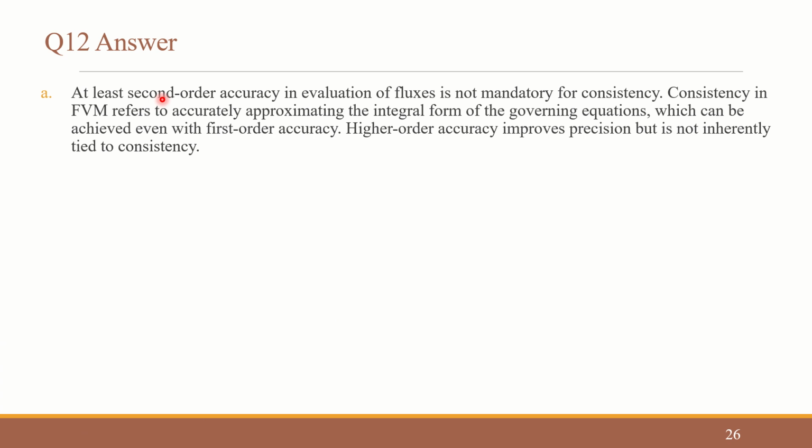At least a second order accuracy in evaluation of fluxes is not mandatory for consistency. Consistency in finite volume method refers to accurately approximating the integral form of the governing equations, which can be achieved even with first order accuracy. Higher order accuracy improves precision, but it is not inherently tied to consistency. So the question under our consideration is related to consistency, which is not related to second order accuracy. So first one is a false statement.